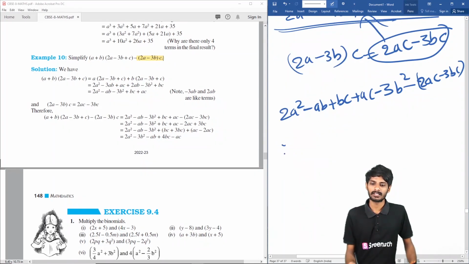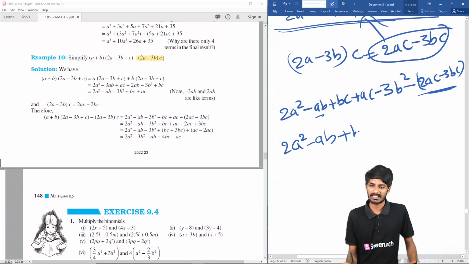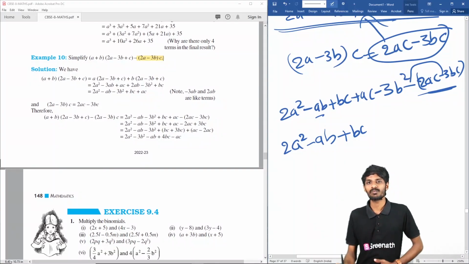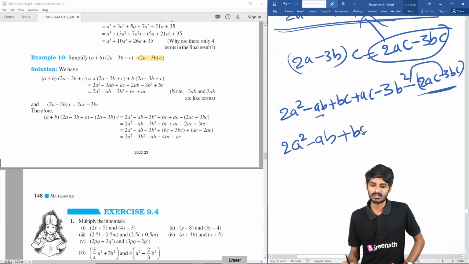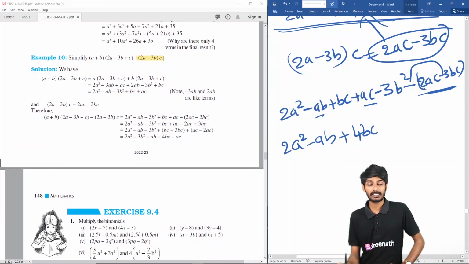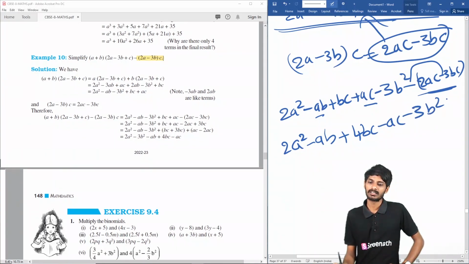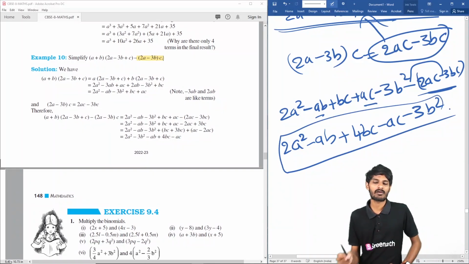So if we see here, it is the 2a². There is no a² term here. And there is ab and there is no ab term, so we can write it as it is. And there is bc and there is a bc term here. So it is the plus bc. And here minus of minus is plus, so plus 3bc is there. So here the 3bc and here it is the bc. If you add 3 plus 1, you will get 4bc. And there is ac and here also ac. Here the minus 2ac, it is the plus ac. So it is minus ac. And it is a minus 3b². That's it, students. This is the simplest form of the answer.